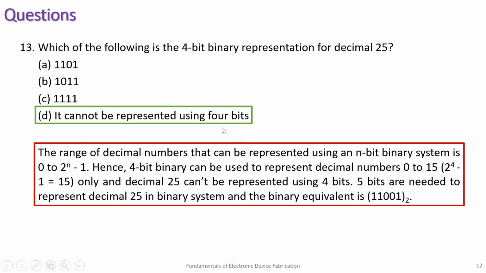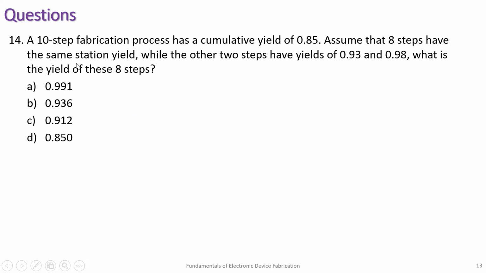So now we'll move on to the next question. That is, a 10-step fabrication process has a cumulative yield of 0.85. Assume that 8 steps have the same station yield, while the other 2 steps have a yield of 0.93 and 0.98. What is the yield of the first 8 steps? So this is a problem that is actually taken from a previous assignment. So there is a possibility that such questions can come for your exams.